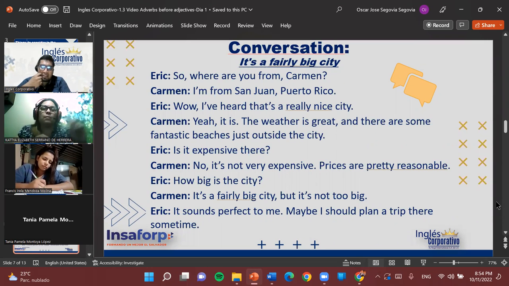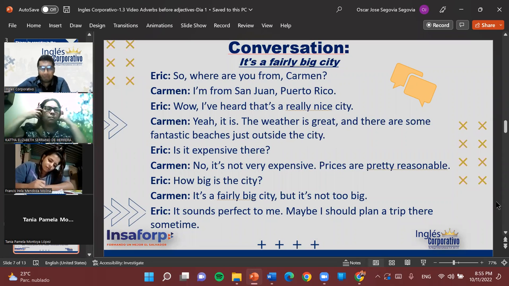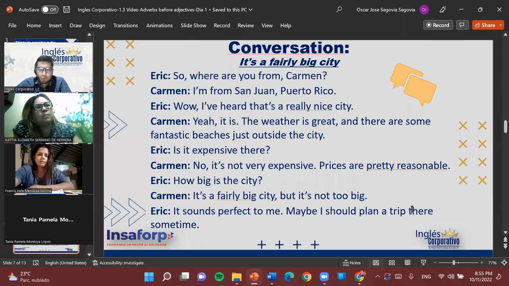Cualquier tipo de adjetivo que yo quiera utilizar, estoy refiriéndome a que es demasiado, ¿sí? Si yo digo, por ejemplo, too expensive, es algo que es demasiado caro. If I say too cheap, es demasiado barato. If I say too lovely, ¿sí? Demasiado amable, demasiado lindo. So too is for something that goes beyond the lines, beyond the limits. Okay. So those are the four different occasions where we're going to be using adverbs before adjectives in this conversation.